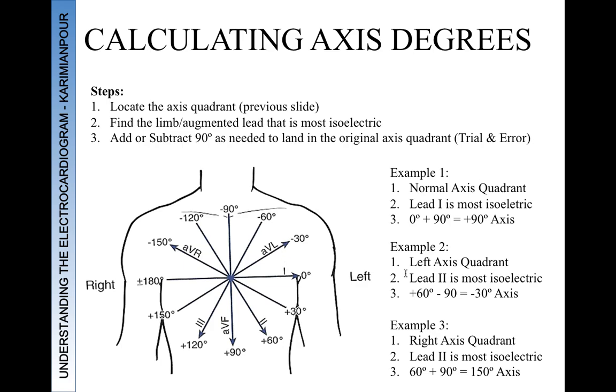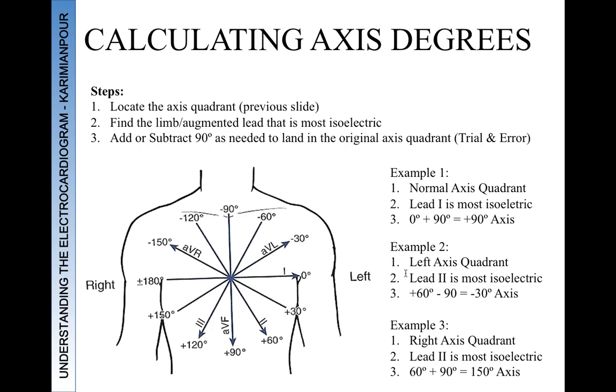First, locate the axis quadrant as shown on the previous slide using the 2-thumb method. Then find the limb lead or augmented lead that is most isoelectric, meaning that the positive component of the QRS is just as big as the negative component of that QRS. So it has a positive deflection and a negative deflection, and they're essentially equal, and that's isoelectric. So find the most isoelectric lead, then add or subtract 90 degrees as needed by trial and error to land within that original axis quadrant that you determined in step 1 with your 2-thumb method.